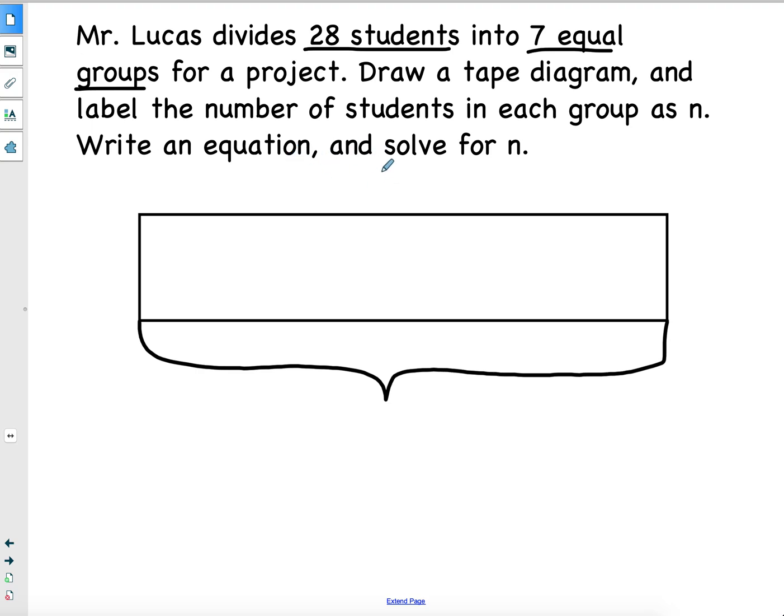Then you're going to write an equation as well, and instead of writing a question mark, you're going to write N for the part that we don't know yet. So please pause now and press play once you're done solving. Again, pause the video, solve, then press play to check your work. All right, so I already know that there's 28 students in total, and I know there are 7 groups.